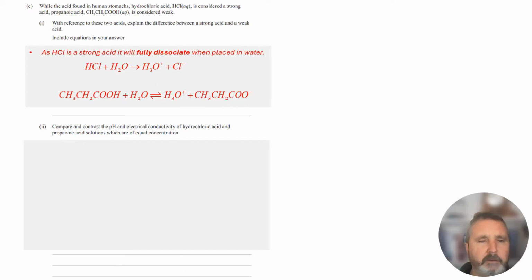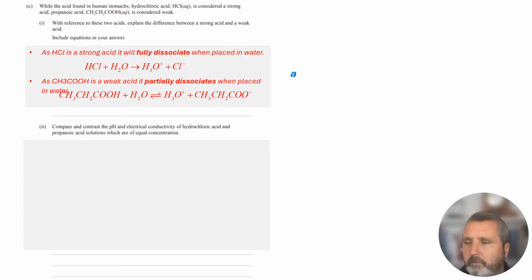We say it fully dissociates, or it fully interacts and breaks apart with water when placed in water. Therefore, it's going to produce a very high concentration of H3O+. That's why it's a strong acid. CH3CH2COOH, propanoic acid, is a weak acid. That means it partially dissociates, or it sets up an equilibrium in its reaction with water. So for every maybe 1,000 reactants, we have one product. So we only produce a small amount of product, and we use the phrase partially dissociates.